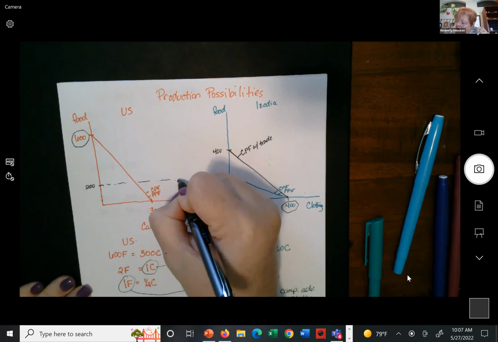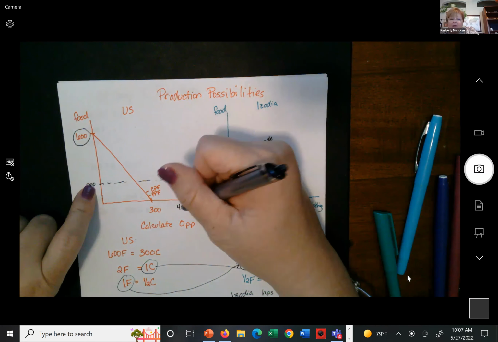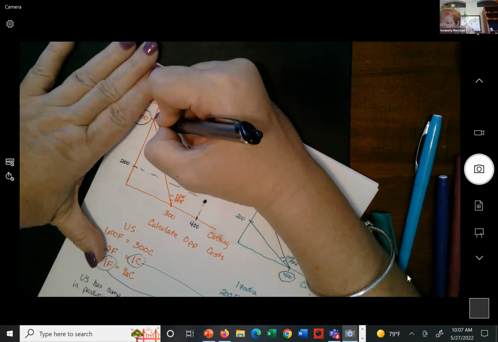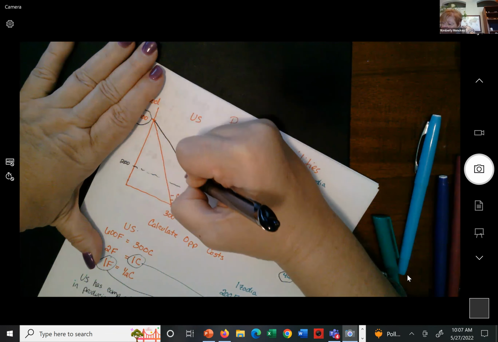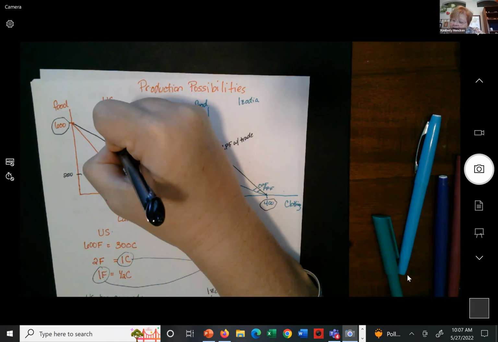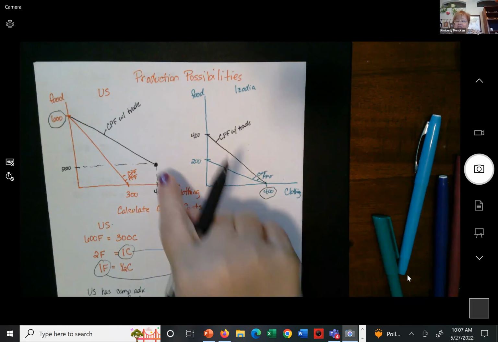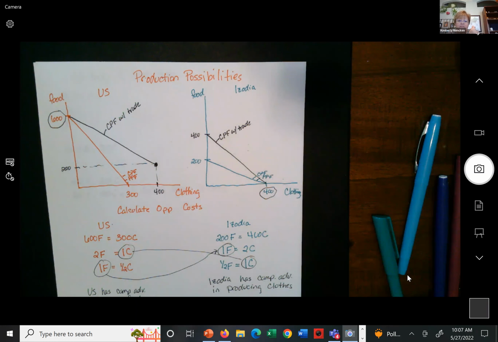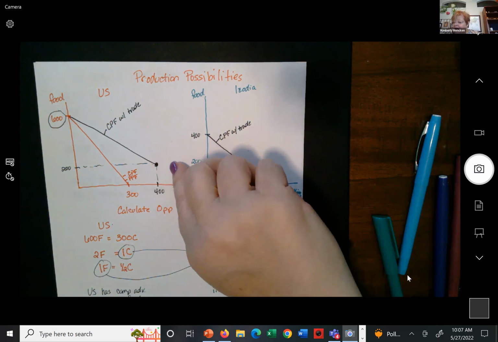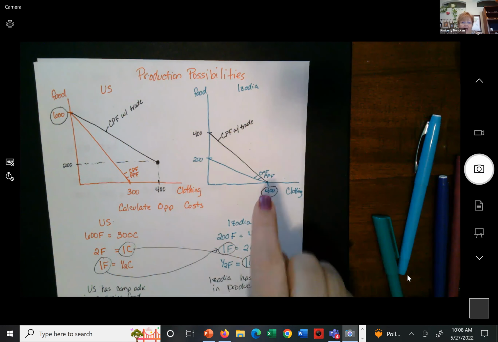I'm gonna put a big old dot right there. This dot represents that we have 200 food and we're buying 400 clothing from Izodia. So now I'm going to connect my endpoints. And this is my CPF with trade for the United States. It's just left dangling in the air there. Now, if they could produce more clothing, this line would continue down to the clothing axis. But that's all they've got. We bought it all.